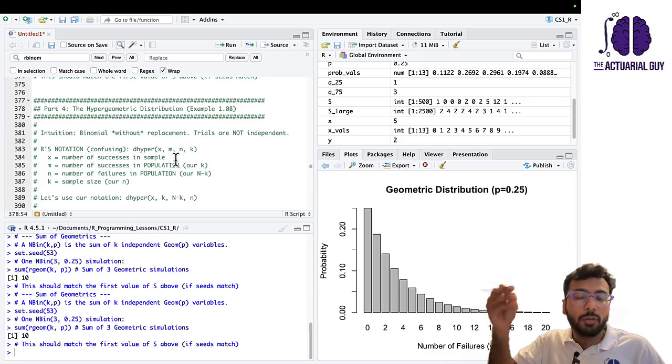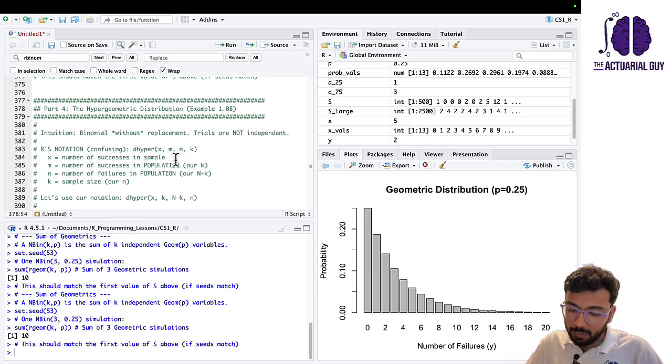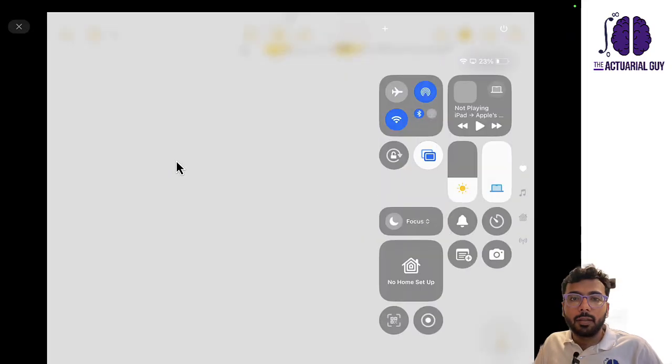So you're not replacing, you're not putting back that card that you've drawn from the deck. Okay, so that is how it works. Now let me just give you a quick refresher of how this distribution works, right?